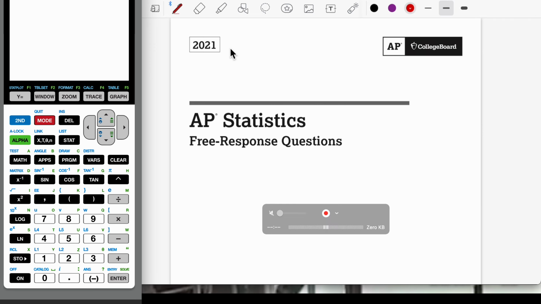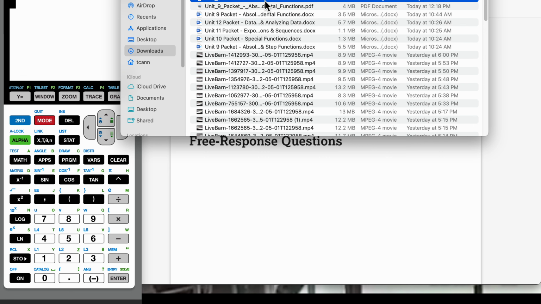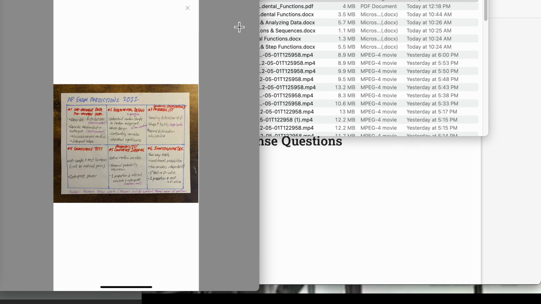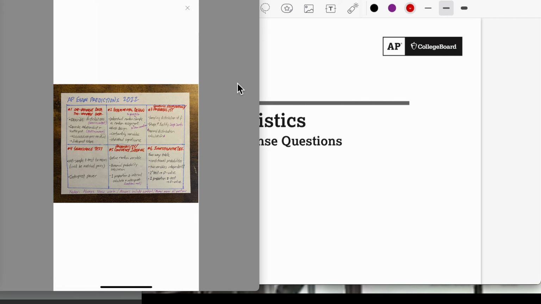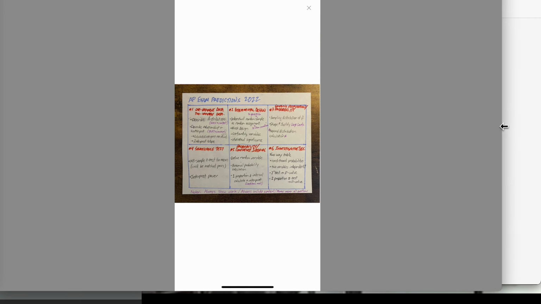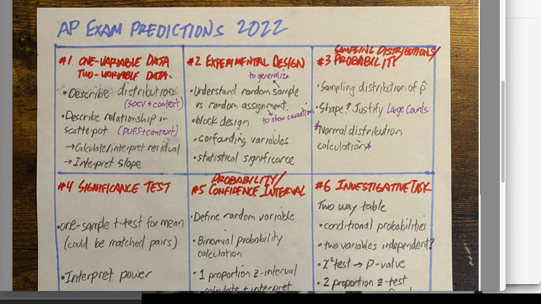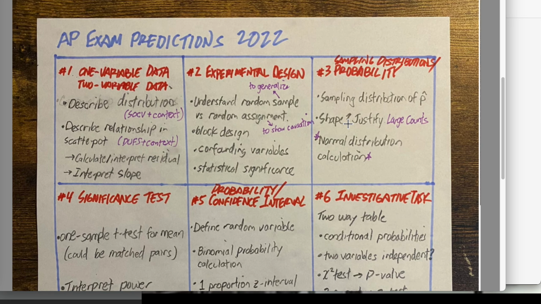Assuming, yep, there we go. Save the downloads, and well, it's super tiny because I did a screen grab, but this is what they predict will be on the free response part of the exam. All right, so if you follow what we're about to do, you'll see that it's pretty consistent with this under normal circumstances, but this is what they think will be on the exam based off of previous iterations.